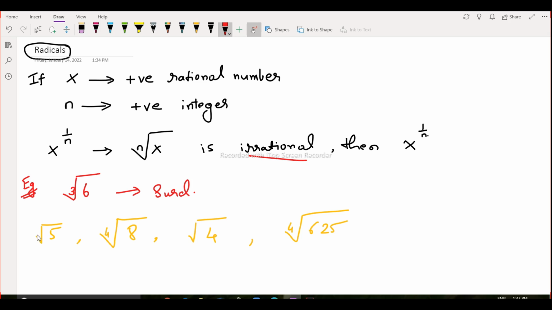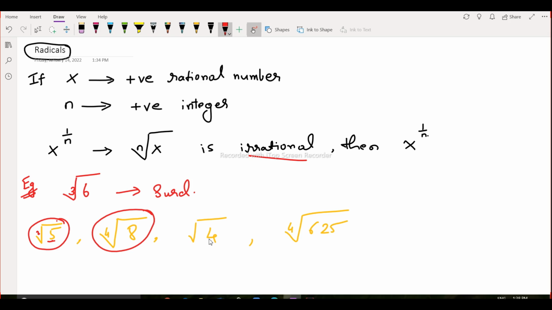So root 5 means here there should be 2, right? It's raised to half. 5 is a positive rational number, 2 is a positive integer. This is irrational, so it's a surd. This one again, 8 is a positive rational number, 4 is a positive integer. This is irrational, so this is a surd.